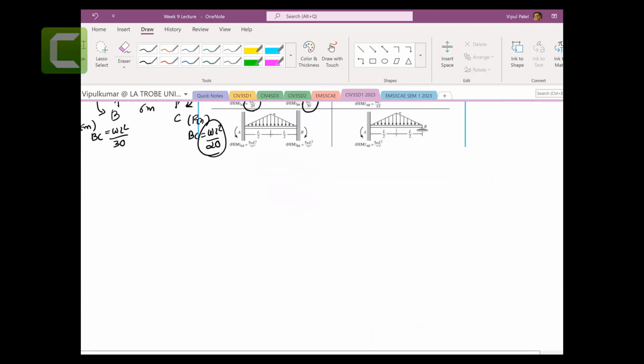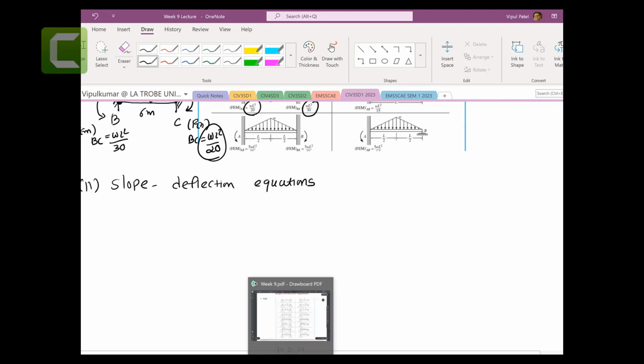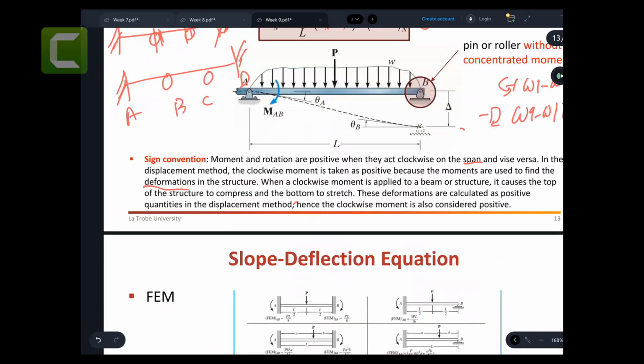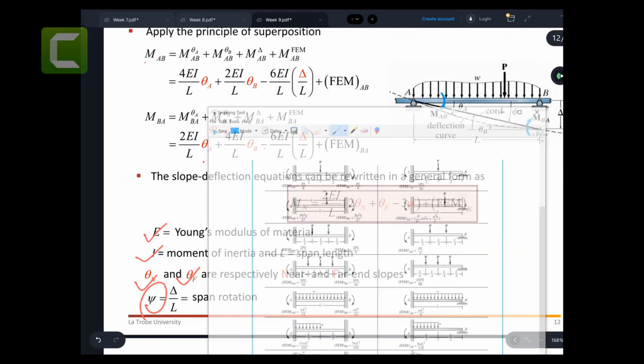Step number 2, you write the slope deflection equation. Now you have two equations for the slope deflections. One that is these ones. Let me get these equations. One is these equations.